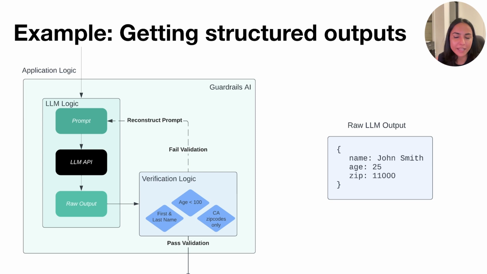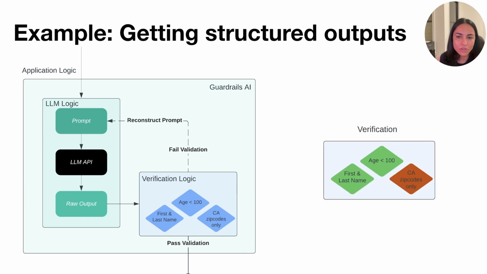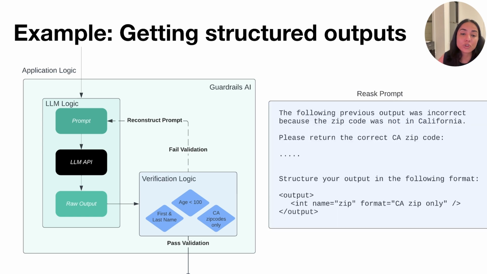This prompt is sent to the LLM, and let's say that we end up receiving the following output, where name and age are something, but then we also get the zip code that is incorrect. This output is passed over to the verification system. And when we verify it, we essentially have two verification programs that pass, and a third verification program that requests California zip codes only fails. Because this logic failed, we essentially re-trigger prompting, and a new prompt is automatically created by guardrails.